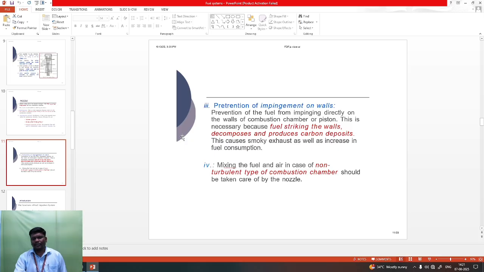Next, penetration and impingement. Soot or dust particles and carbon deposits will be stored in the fuel injectors, which leads to smoky exhaust and poor fuel consumption. The mixing of fuel and air in a non-turbulent type of combustion chamber should be taken care of by the nozzle, since in the turbulent type carbon deposits will form.